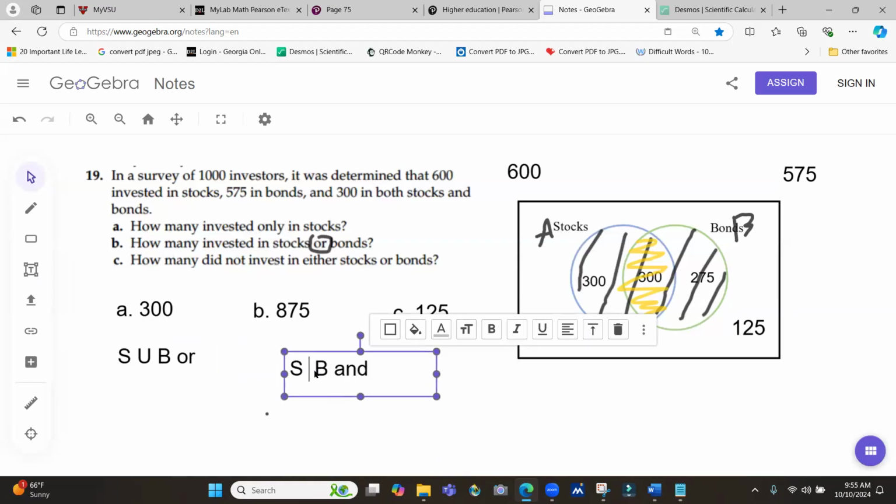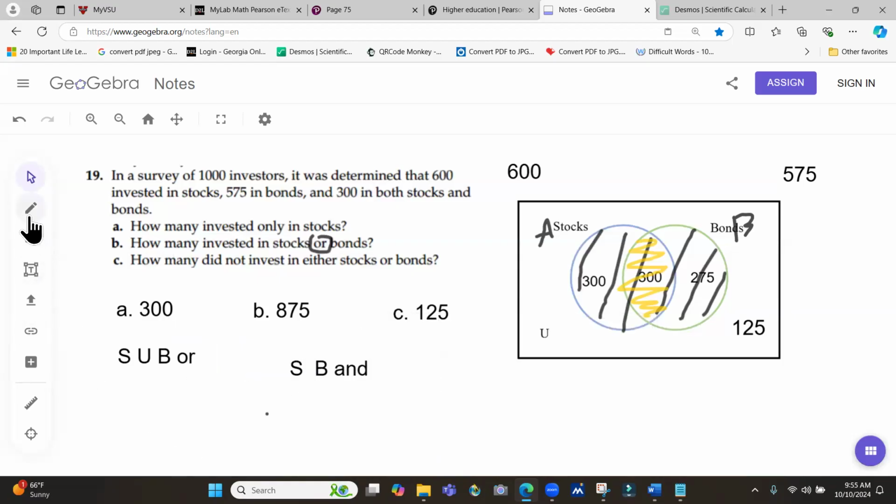Let me see how else I can explain it to you. Okay. This is my intersection sign. I don't have a good way of typing it. Okay, so that's one explanation. Debbie, are you still satisfied or not?